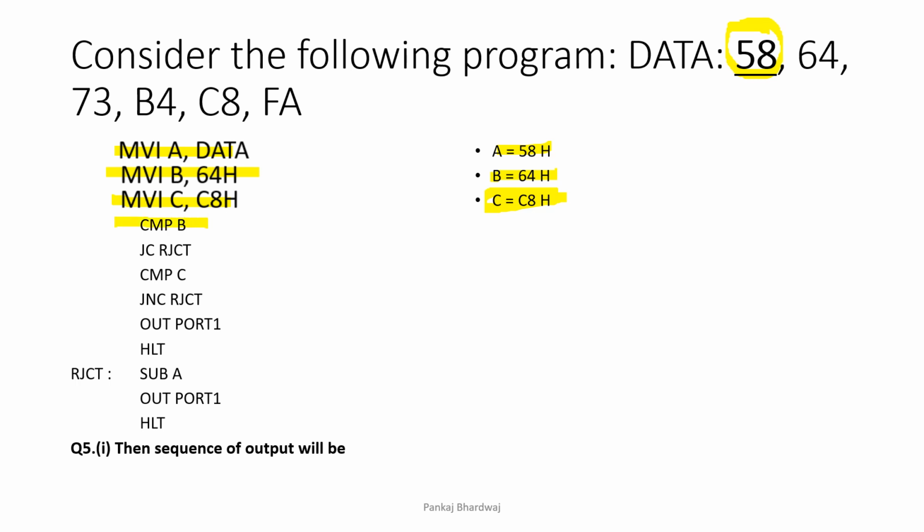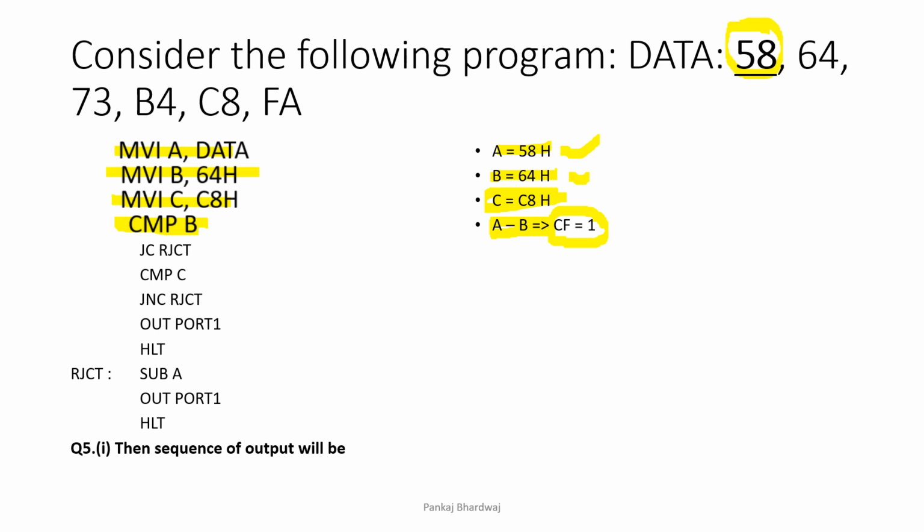Now we compare with B. This compare B is compared with the data available in A. So A is 58 and B is 64. So these two data are compared. This comparison is done like A minus B. It does not change the data in the accumulator. It only sets or resets the flag. So A 58 is less than 64.